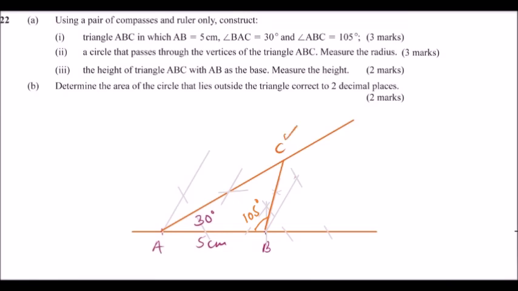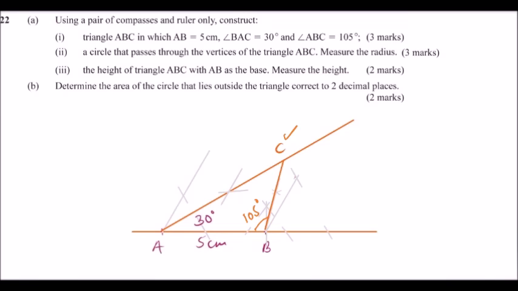So you have located point C, and we are supposed to measure the radius. We have not yet constructed the circle. So we now have the triangle. Part B, let's construct a circle that passes through the vertices of ABC.